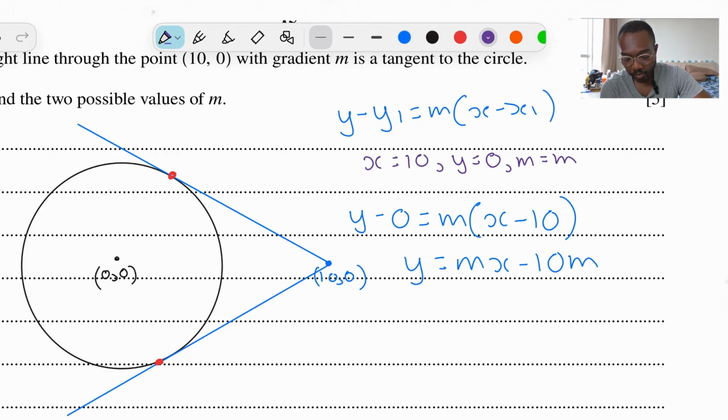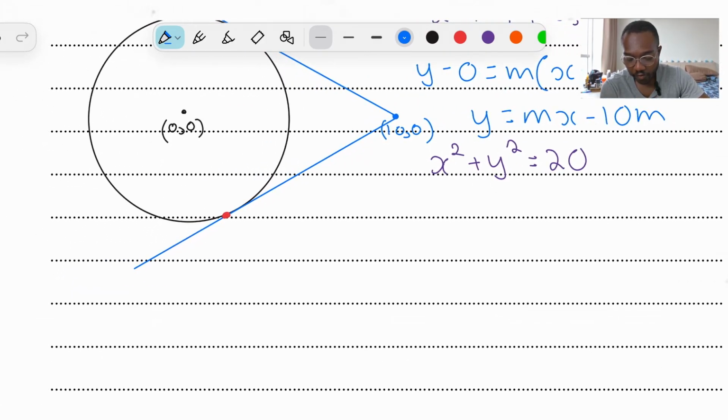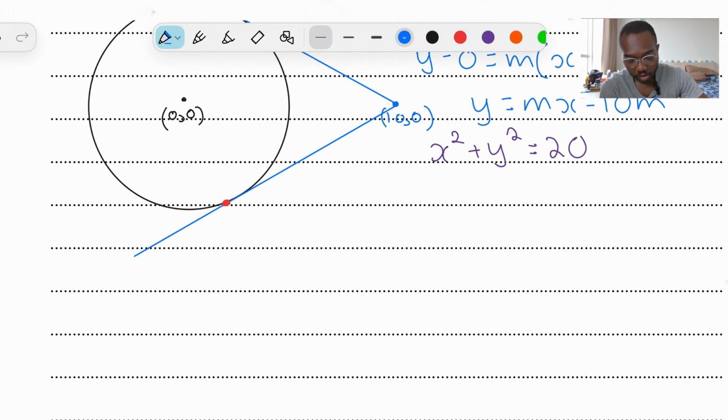So remember from the previous question, the circle equation was x squared plus y squared is equal to 20. We can put that equation in for our y value, and once we do that, there's something which we can do, which I'll get onto. So first things first, let's put it into that equation. So again, we have x squared plus y squared, okay? In this case, y squared would be mx take away 10m all squared, is equal to 20, okay?